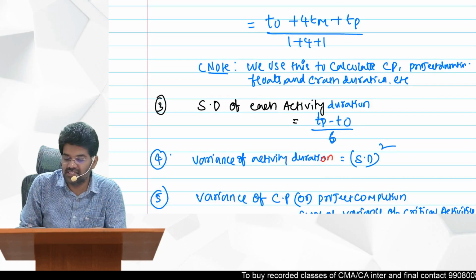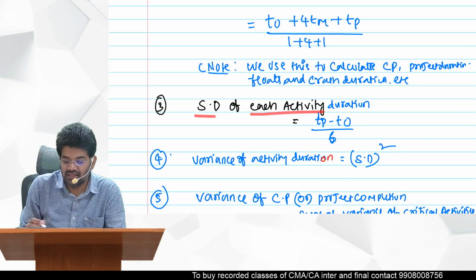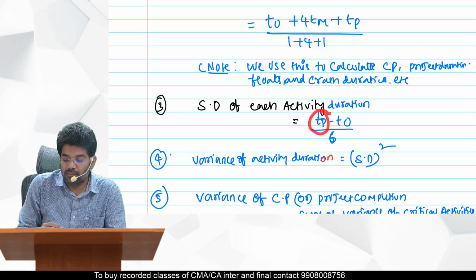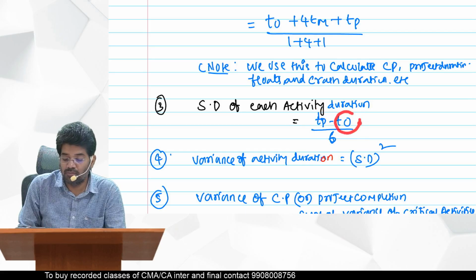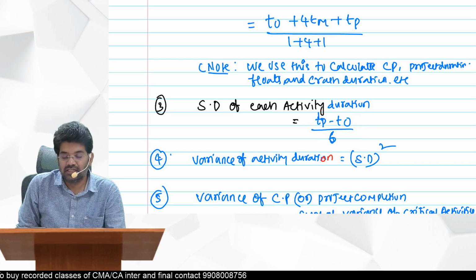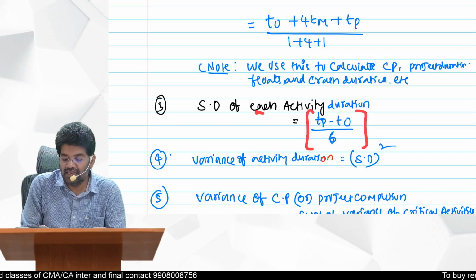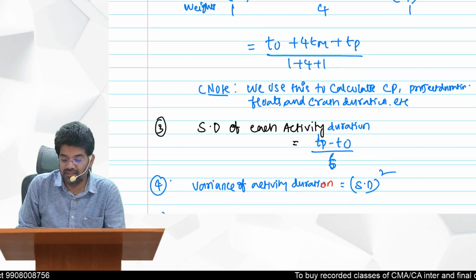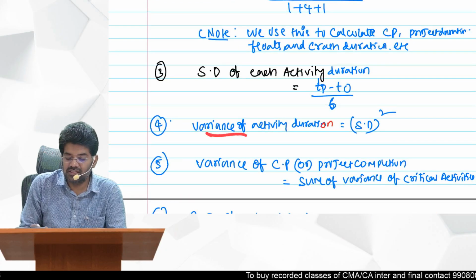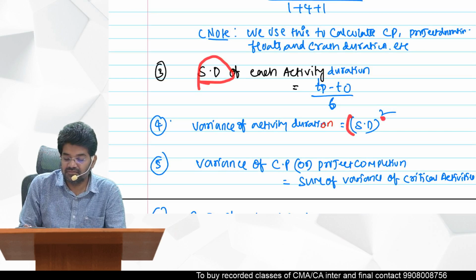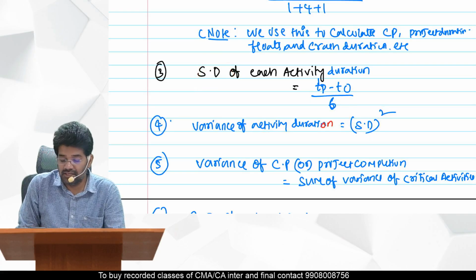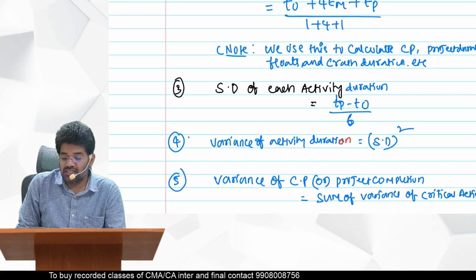So how do you calculate the standard deviation of each activity? This is the formula: time according to the pessimistic scenario minus time according to the optimistic scenario, divided by 6. This is how we calculate the standard deviation of each activity's duration. Then how do you get variance? Variance is the square of the standard deviation. So this is for individual activities.